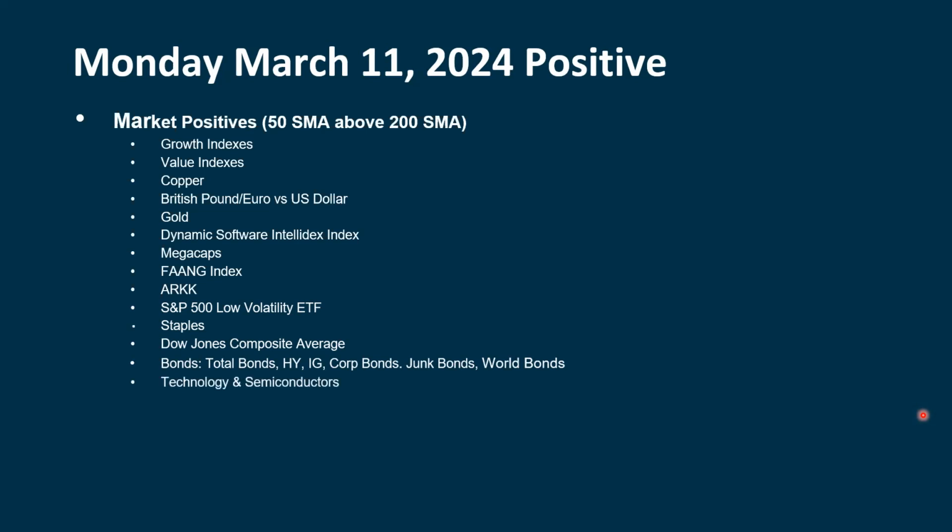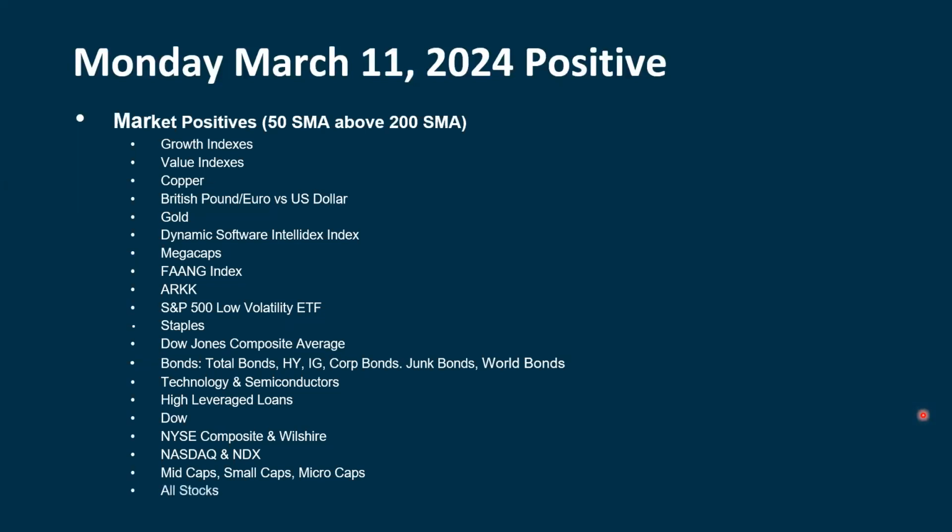The tech sector, as well as semiconductors, the high leverage loans, the Dow, the NYSE composite, as well as the Wilshire. That's a new one that's just been added back to this list here. And the NASDAQ and NASDAQ 100, the mid caps, small caps, and micro caps. Even though the small caps and even micro caps have been underperforming, they're still in uptrends longer term. And then all stocks internationally, as well as within the US, emerging markets, and then right at the bottom there, we have Bitcoin, which is in a pretty solid uptrend.